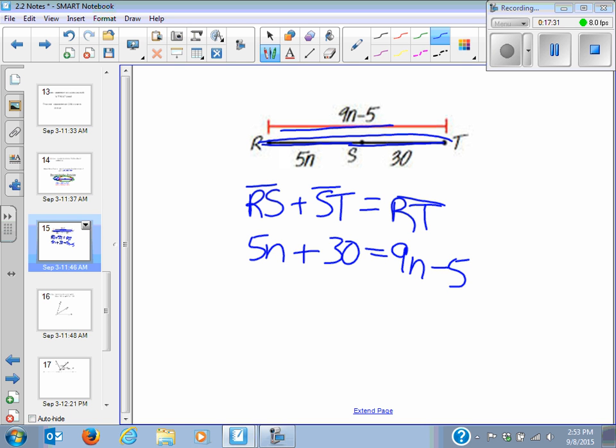You should combine like terms. Move this over to the other side by subtracting the 5. Move this over by adding 5. Move that over by subtracting 5N. Move this over by adding 5. And then combine like terms and figure out what N is.